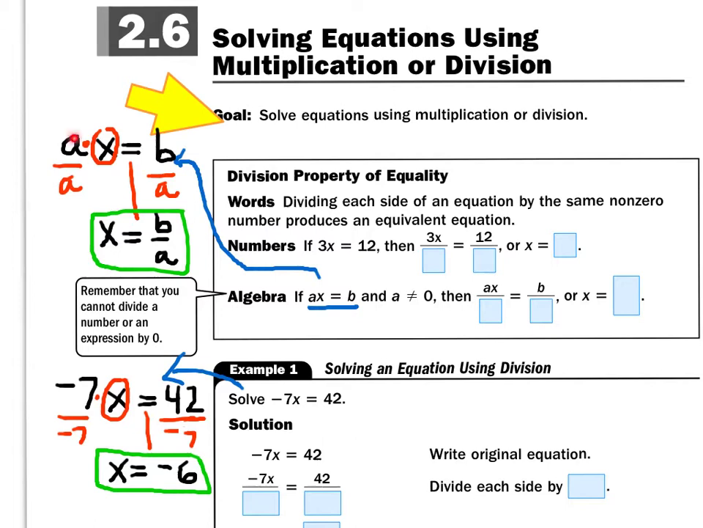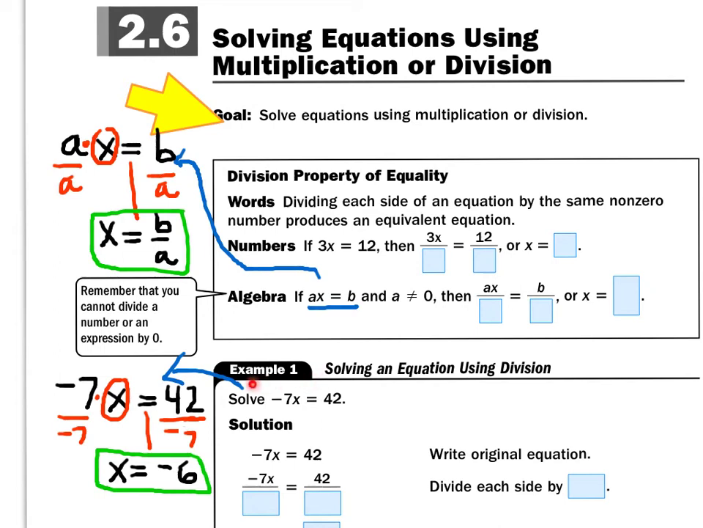So now a divided by a gives me that invisible 1 in front of my x, and I drop my x down, and then I drop my equal sign down, and then b divided by a just gives me that fraction, b over a, and I box my answer.